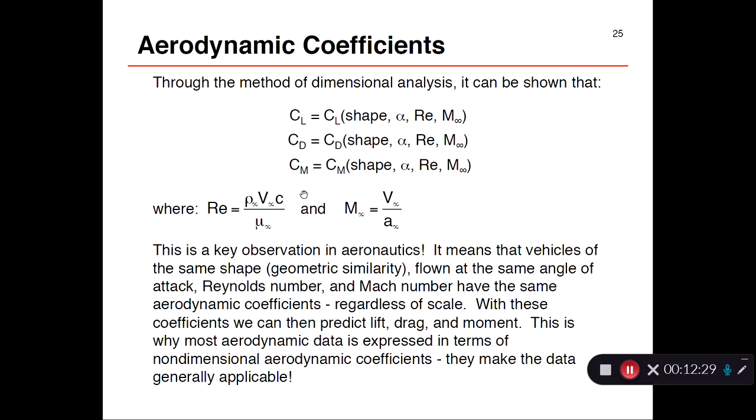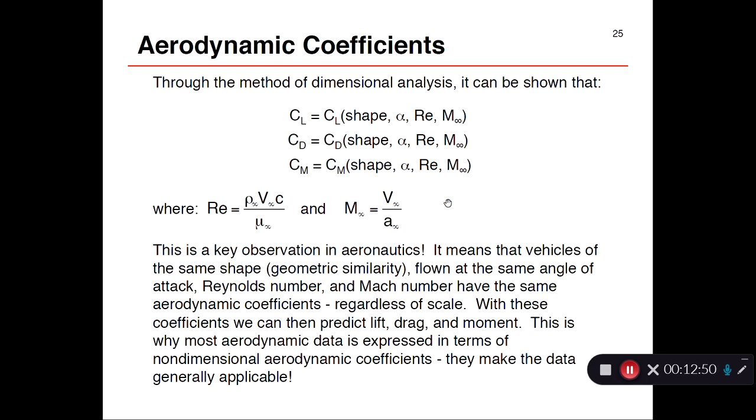This is the Reynolds number. This is the Mach number. We have seen this before. So we could now write, instead of dimensional quantities, non-dimensional quantities for a scaled body, not an actual body: non-dimensional alpha, non-dimensional Reynolds number, non-dimensional Mach number.